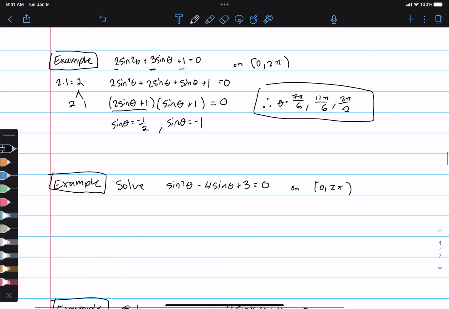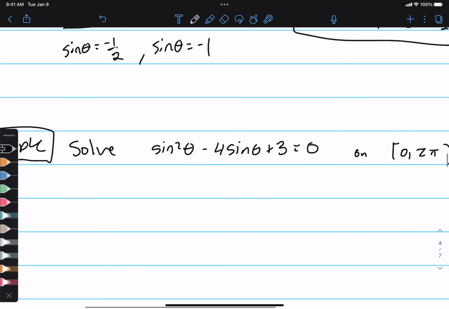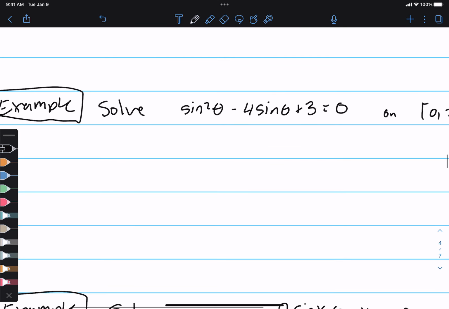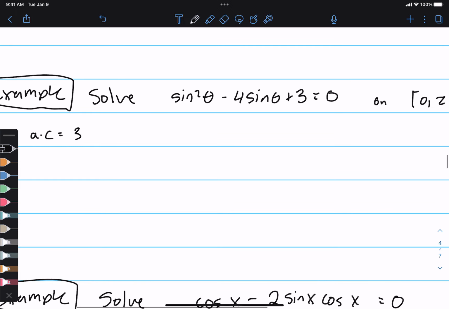Okay, so one more example. We're going to solve sine squared theta minus 4 sine theta plus 3 equals 0. So a times c is 1 times 3, which is 3. We want two factors that add up to negative 4. I'm thinking negative 1 and negative 3. So we have sine squared theta minus 3 sine theta minus sine theta plus 3.